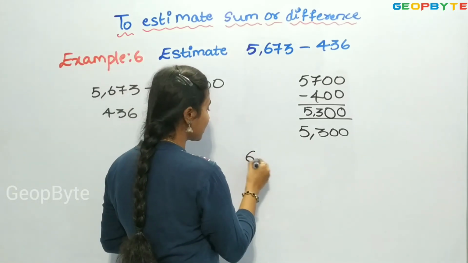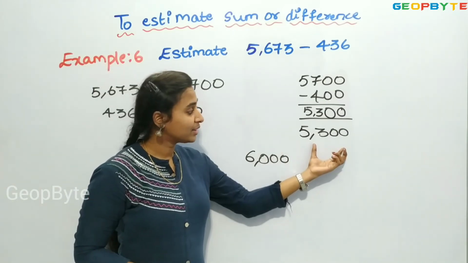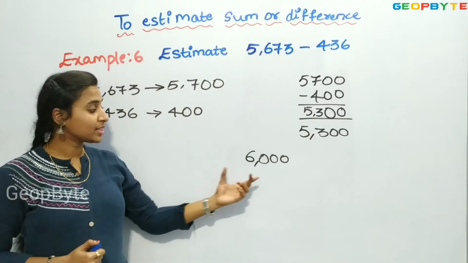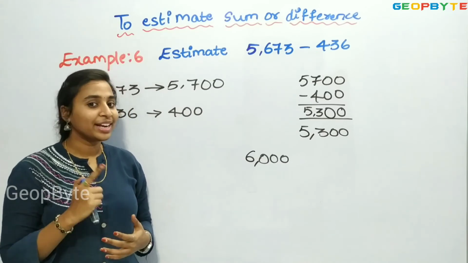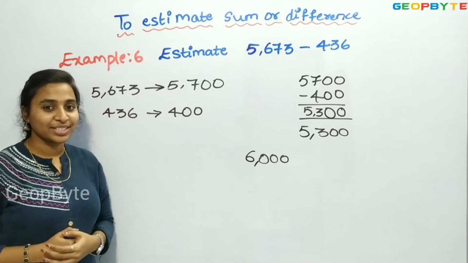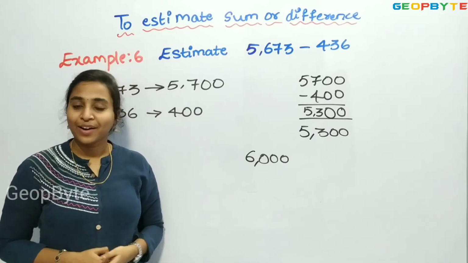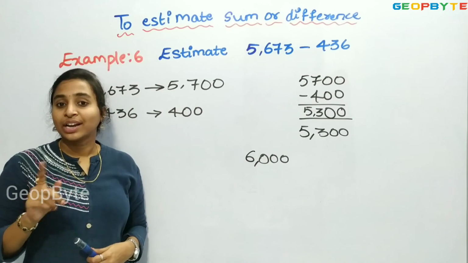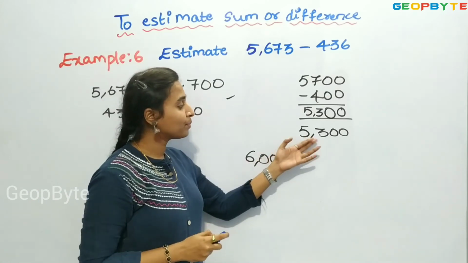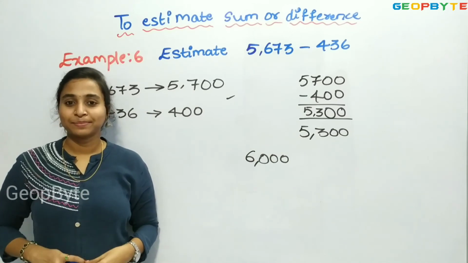Previously we got 6000. So when we compare these two numbers, this number is better, right? This number is nearest to the actual answer. This one is farther. So it is better to round off the values as per the given digits, right? Check whether we need to round off to tens or hundreds or thousands or 10,000s. So instead of rounding off to thousands, we rounded off to hundreds and did the problem. This number is nearest to the actual answer. So this is a better way of estimating.